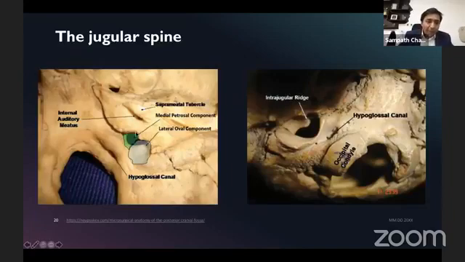So again, looking at this intracranially, you have the spine dividing the jugular foramen into a medial compartment and a lateral compartment. Again, this is looking at it from inferomedially. The interjugular ridge or spine, whatever you want to call it, divides the foramen. One important structure in the anteromedial compartment is the inferior petrosal sinus.